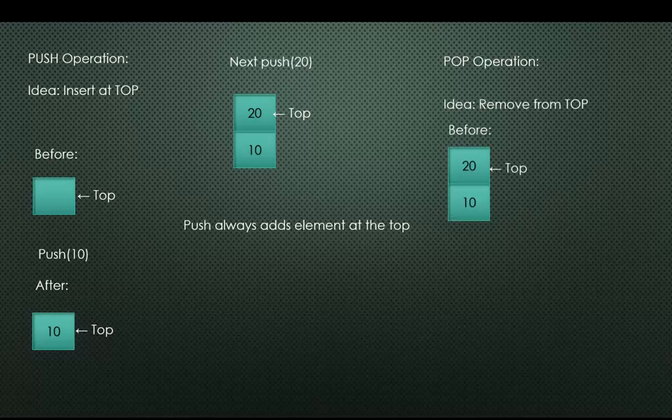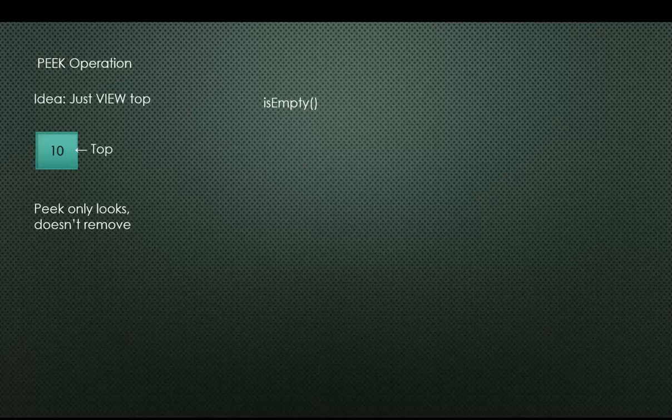So this is the current status of the stack, after which I can only remove 20. I cannot remove 10 directly. This is LIFO, last in will be first out. So after one pop operation, the top of the stack again points to 10, right? To just view the top of the stack, you can use peek. Peek only looks, it will not remove.